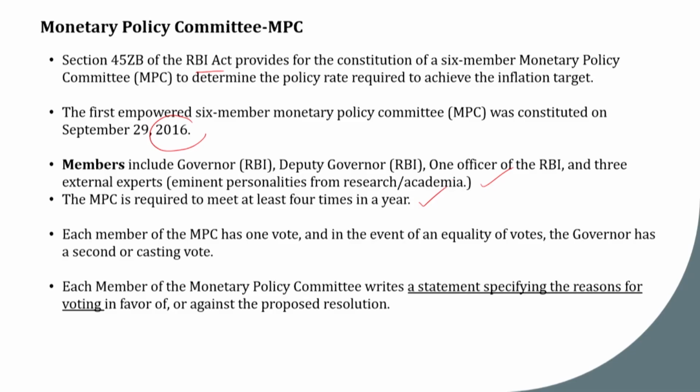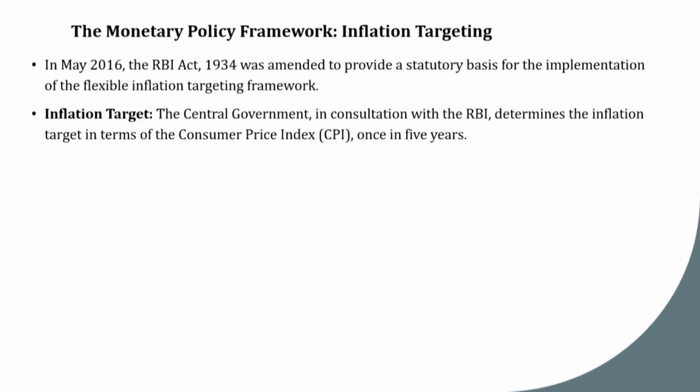In the event of an equality of votes, the governor has a second casting vote. Importantly, each member of the MPC writes a statement specifying the reason for voting in favor of or against the proposed resolution. On the RBI website, you will get the statement by each of the MPC members after each monetary policy announcement. In 2016, we amended the Act to provide a statutory basis for the implementation of flexible inflation targeting.